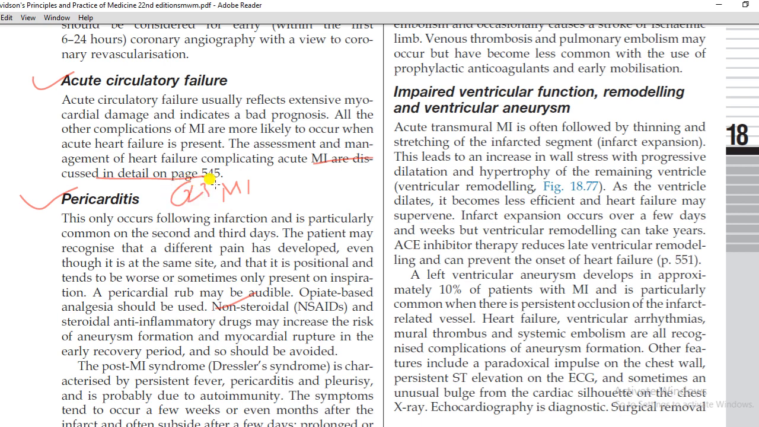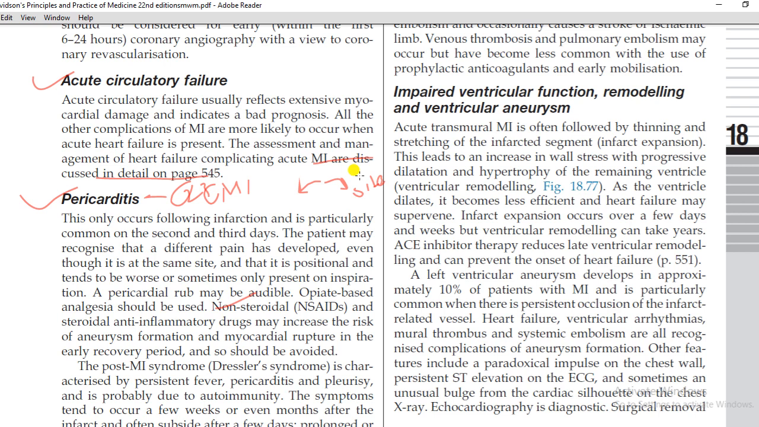There is a high chance of pericarditis. The patient may recognize that a different pain has developed. Before the second and third days, the patient would be experiencing a different type of pain, but after the second and third day, they would experience a different pain, even though the site is the same.